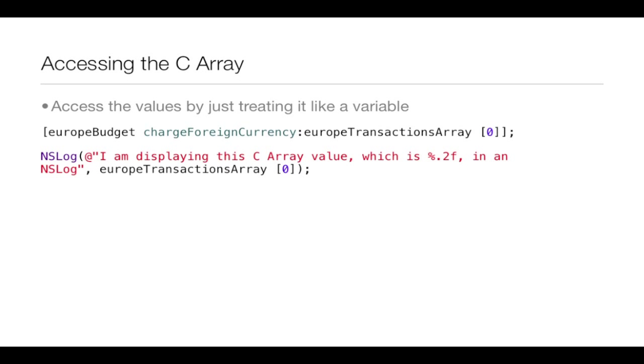And you may be saying, well, that's great and all, but how do I really access and use these arrays? Well, you access the values and you treat them just like a variable. So in this case, you can see we're using the europeTransactionsArray at the placeholder of 0 in this europeBudget changeForeignCurrency method. And then down there below, we're using it in an NSLog. So I'm displaying this C array value, which is %.2f in an NSLog, and then you just say the C array, and then the placeholder, and then it'll spit out 100 since we put in 100 for that value.